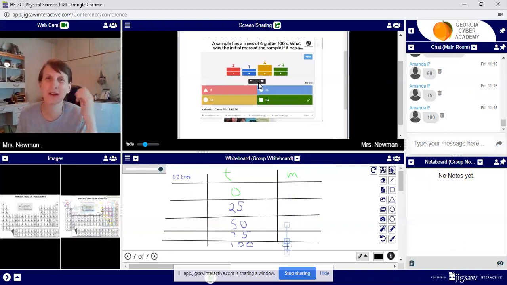So that's what they went together. The 100 seconds and the 4 grams were together in the problem, so they need to be together in the table. Now what do we do to go up a level in the table under mass? Right, we increase it, and by how much? Are we going to add or are we going to multiply by 2?